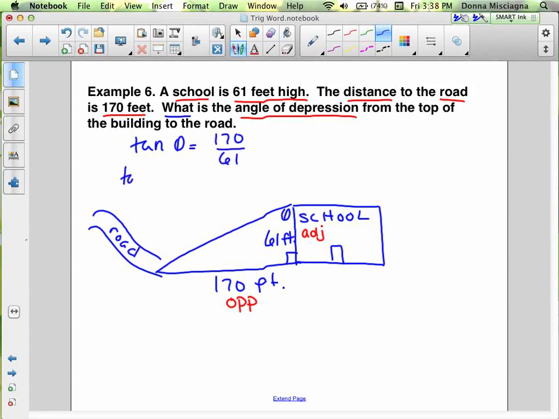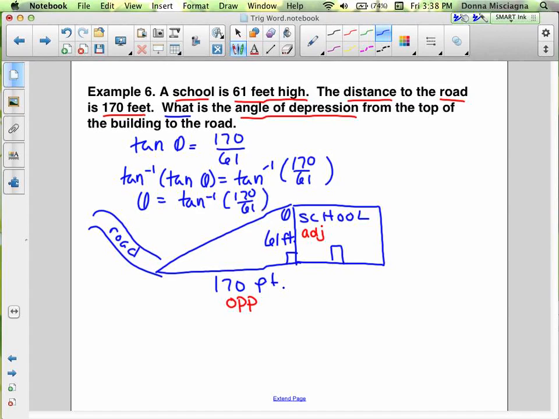We need to isolate theta. So to undo tangent, we're going to take the arctan of both sides. So we have arctan of 170 over 61. Arctan and tangent cancel, and that gives us theta. Now we just need to take the arctangent of 170 over 61. That means we have the ratio, and we want to find the angle that goes with that.